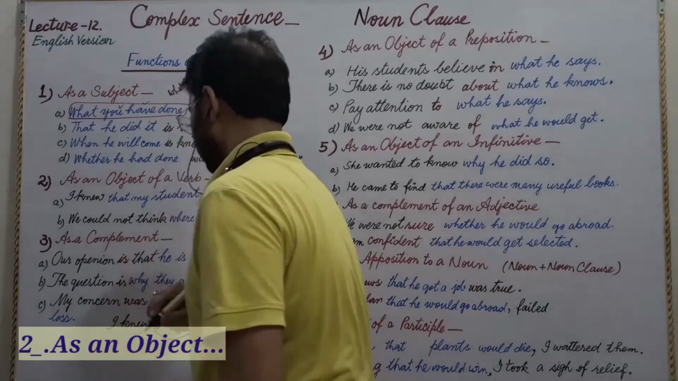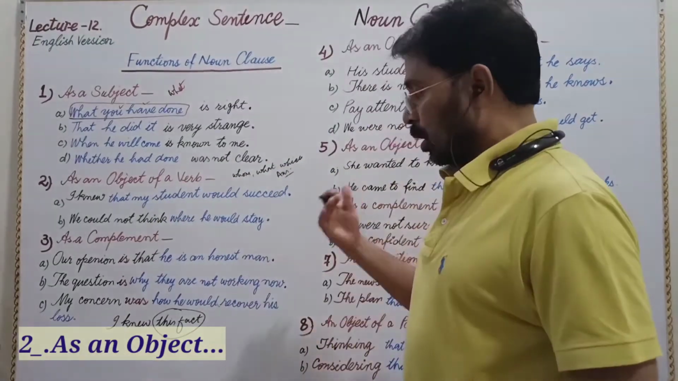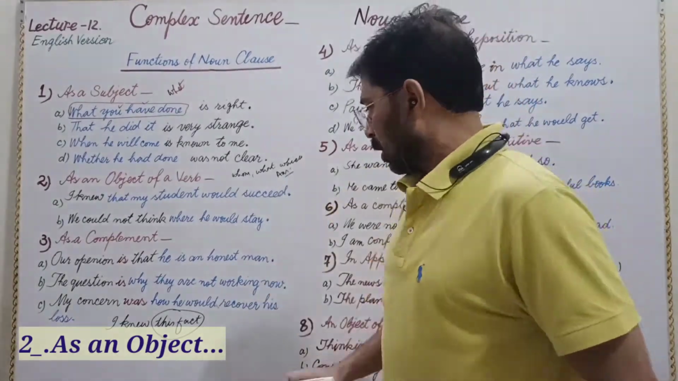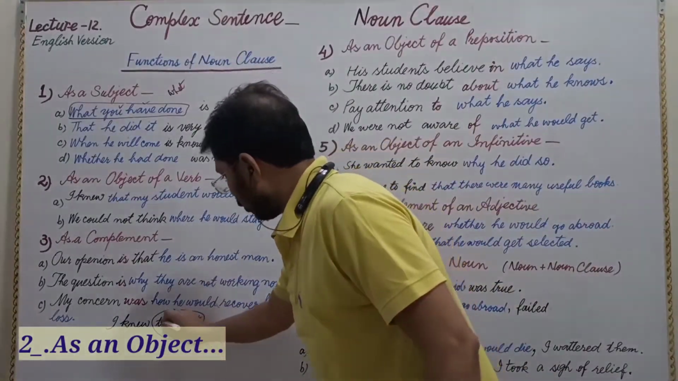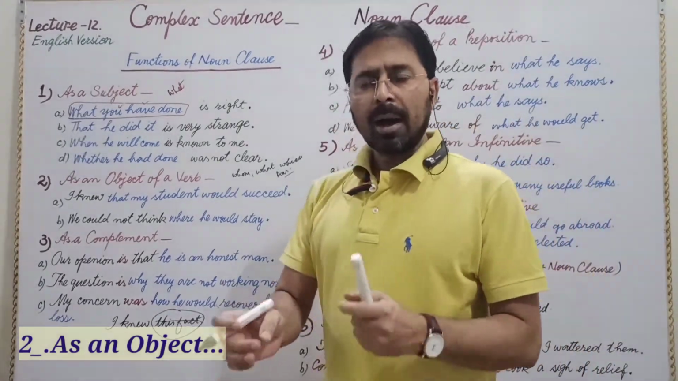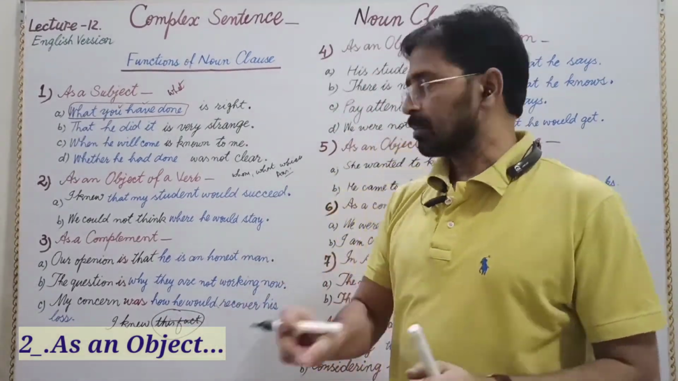This is the object. What did I know? You can say, suppose I say, I know you. Whom do I know? This fact. Now we change this object and we will place here a part that has its own subject and predicate.